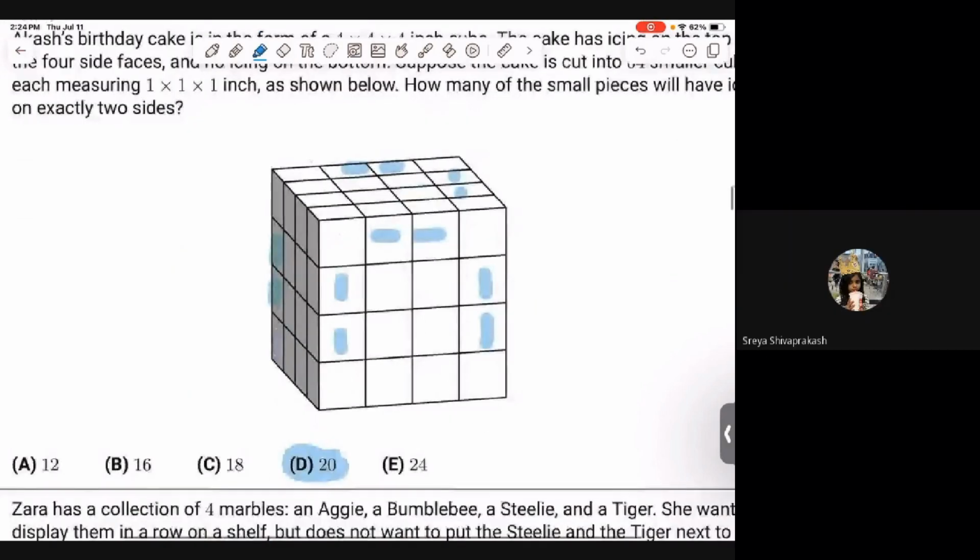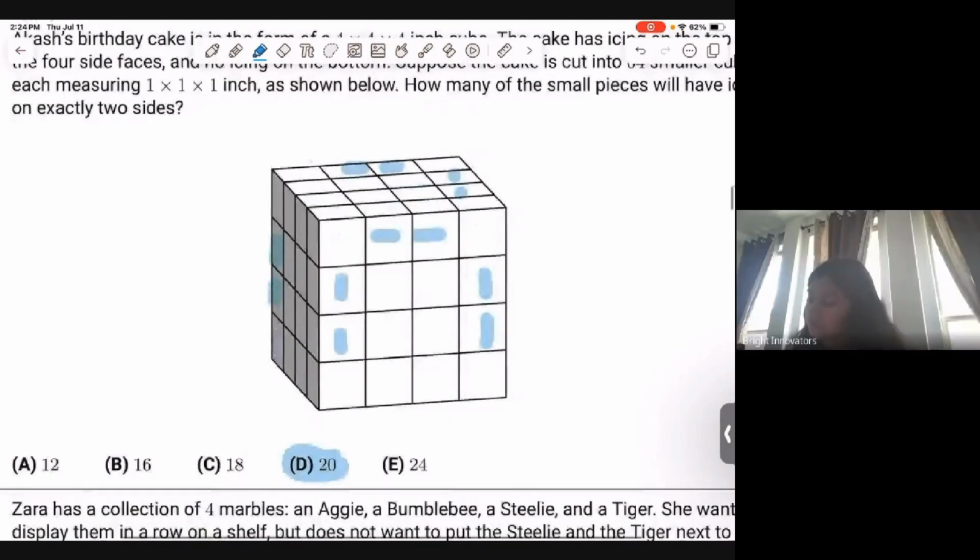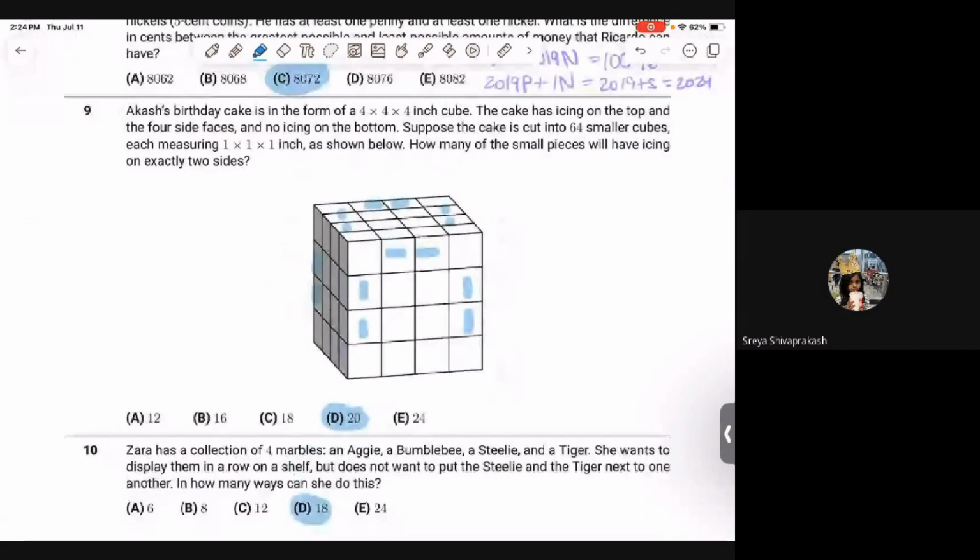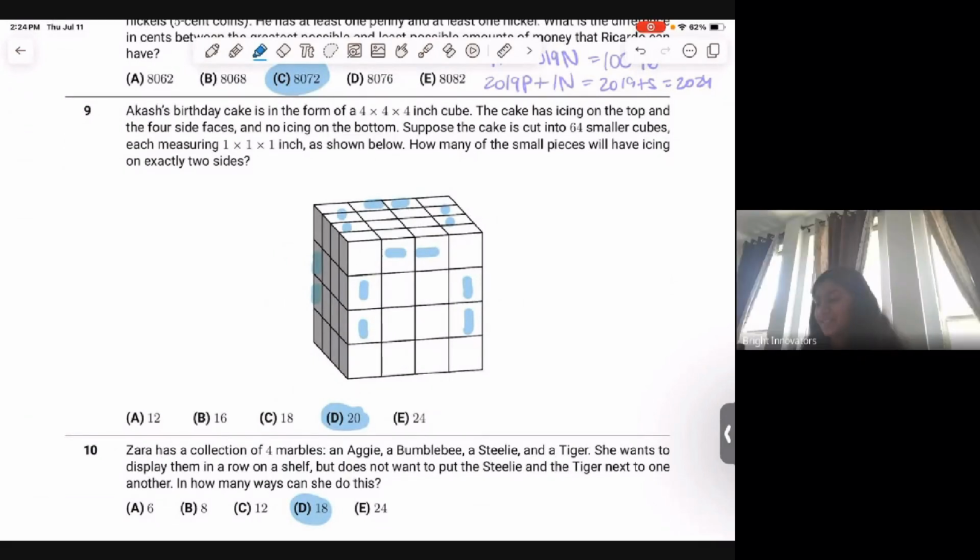Except for the ones that are in the middle. Wait, let me look at my work for a second. Okay. It's also not on the bottom, there's no icing on the bottom, so it can't be these ones.